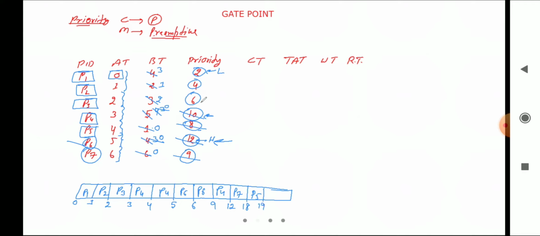Okay, now which one to execute? We'll execute this one. This one is 2 times and the process is P3. So we'll execute P3 for 2 times, 19 plus 2 is 21. Now which one to execute? Out of these remaining two, this one has the highest priority, so we will execute P2 for one time. 21 plus 1 is 22.